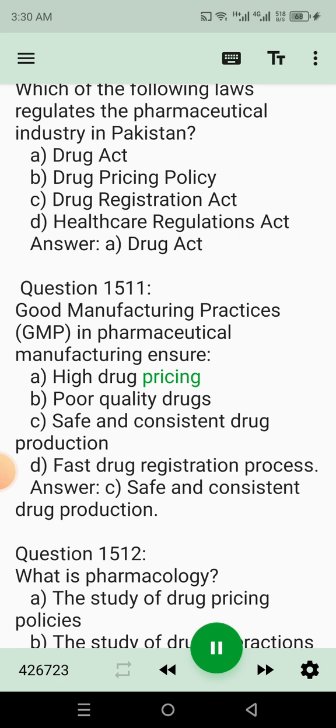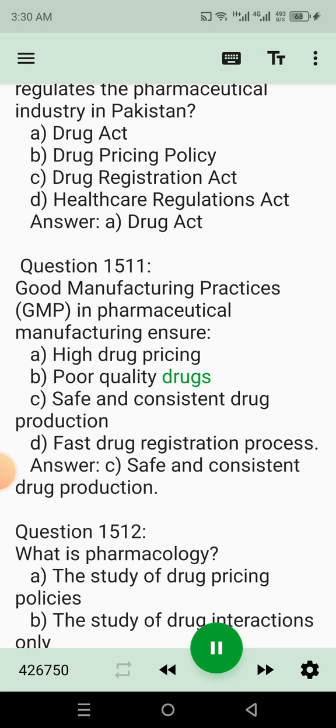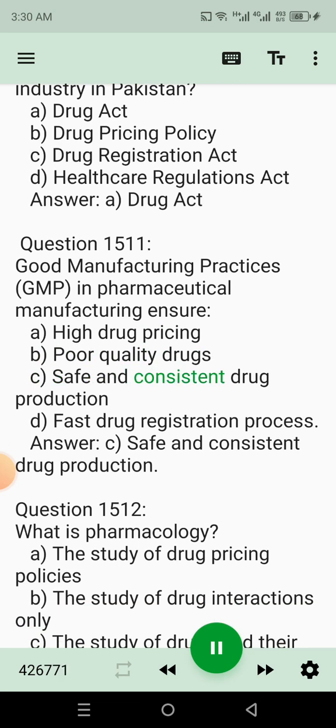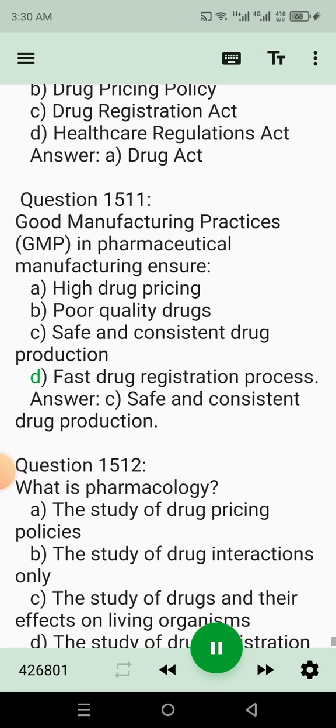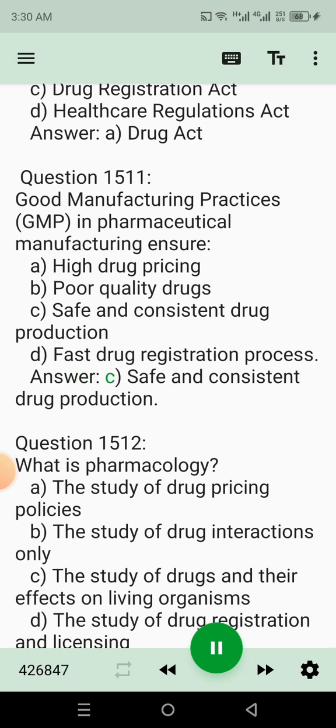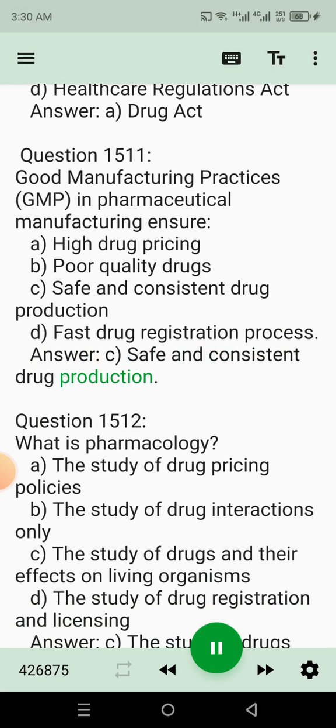Question 1511. Good manufacturing practices (GMP) in pharmaceutical manufacturing ensure: A. High drug pricing. B. Poor quality drugs. C. Safe and consistent drug production. D. Fast drug registration process. Answer. C. Safe and consistent drug production.